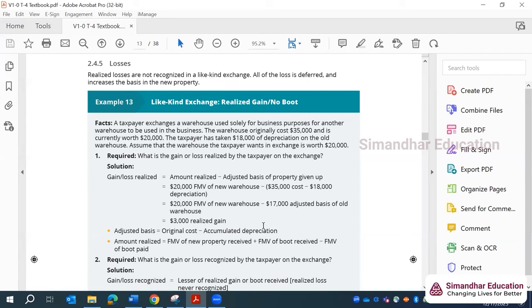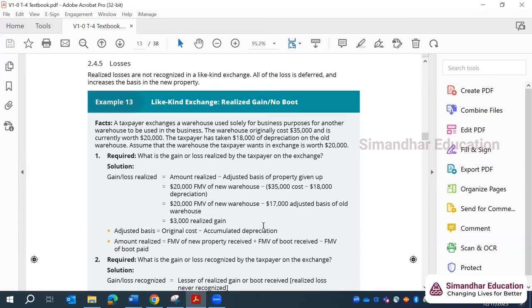Now, what is my adjusted basis of the warehouse that I want to exchange? I bought the warehouse for $35,000. I have taken an accumulated depreciation of $18,000. So my adjusted basis in the warehouse is $17,000. What is the value of the warehouse that I'm getting in exchange? The value of the warehouse that I'm getting in exchange is $20,000. So what is my realized gain here? My realized gain here is $3,000.